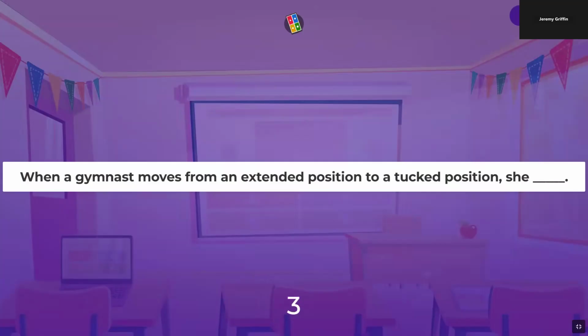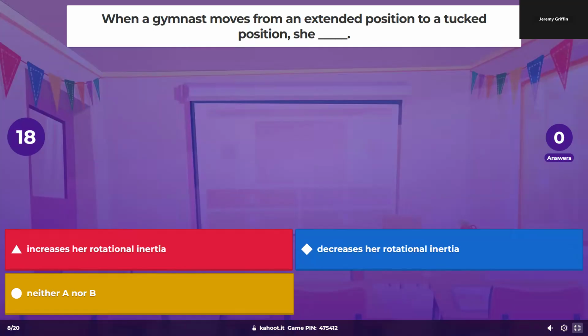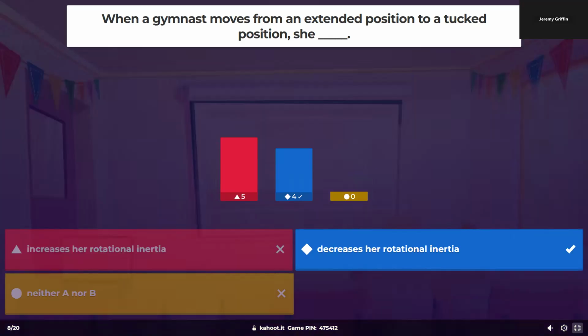Gymnast moves from extended to a tucked position. Yes. Decrease rotational inertia. Okay.